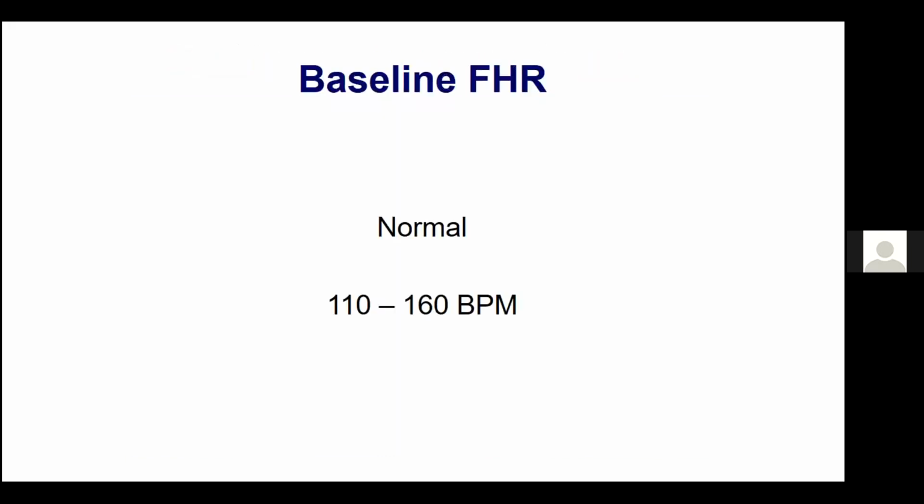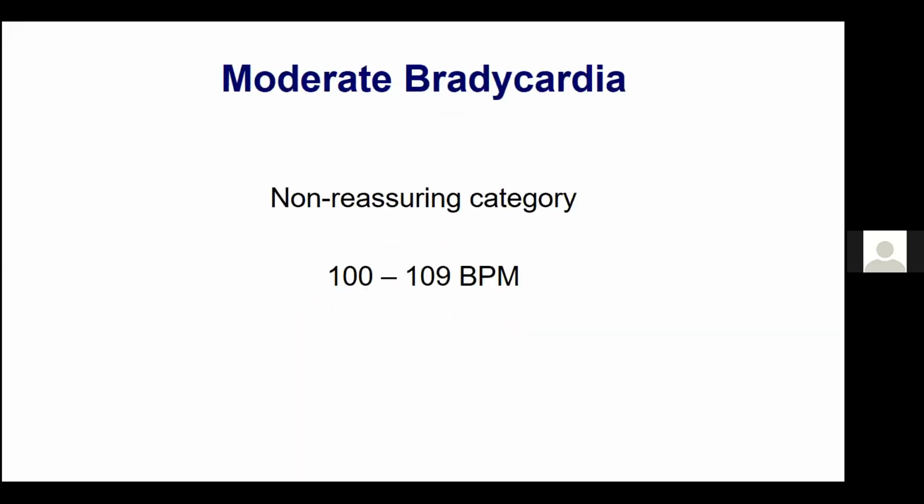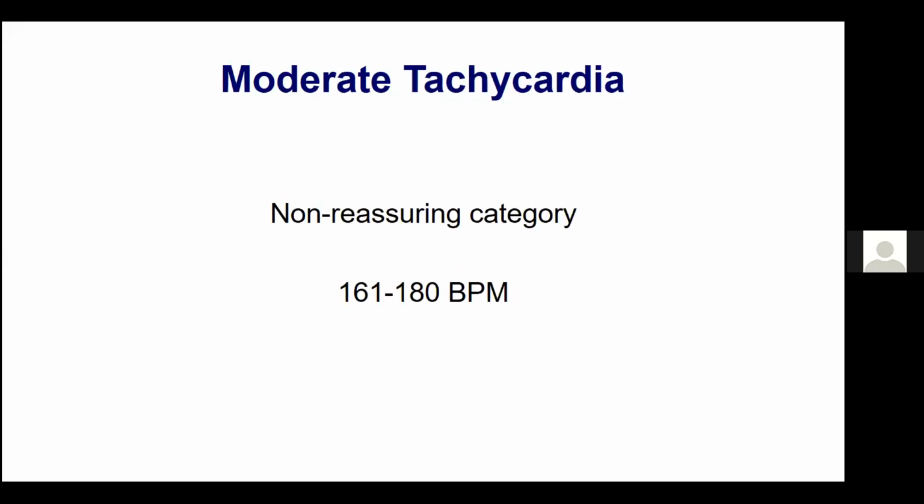Everyone knows this, so I'll just rush through it. What is the normal heart rate? Our normal heart rate is 120 to 160. Then we have borderline bradycardia and borderline tachycardia. Borderline bradycardia is between 100 and 109, and moderate tachycardia is 161 to 180 beats. This could be because of easily reversible things, like dehydration, or hypotension when the mother is lying down. If you take the appropriate action, the heart rate will return to normal.